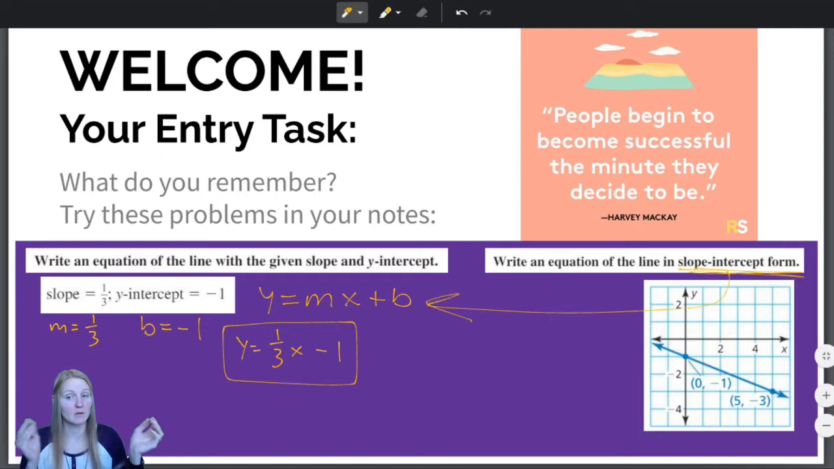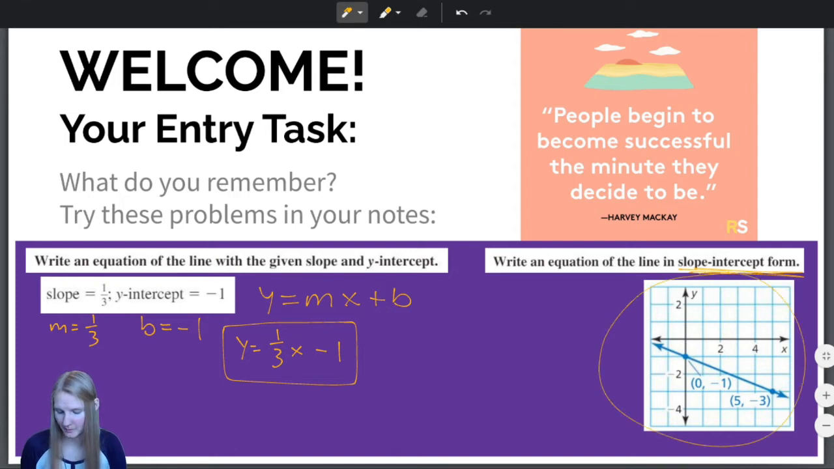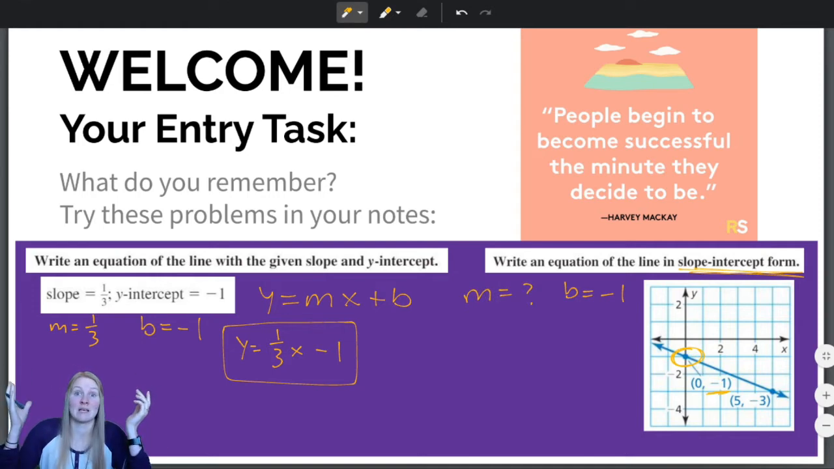Okay, and the next problem, write an equation of the line in slope-intercept form. Remember, that's what y equals mx plus b is, given the graph. So, first we notice that the graph crosses the y-axis at -1. So our y-intercept, or b, is -1. Let me write that over here. B is -1. But I need to know what m is.